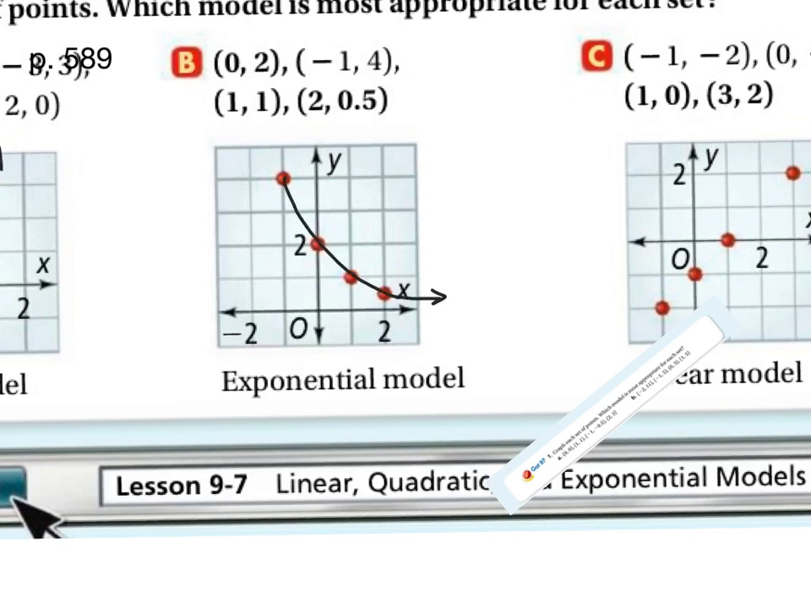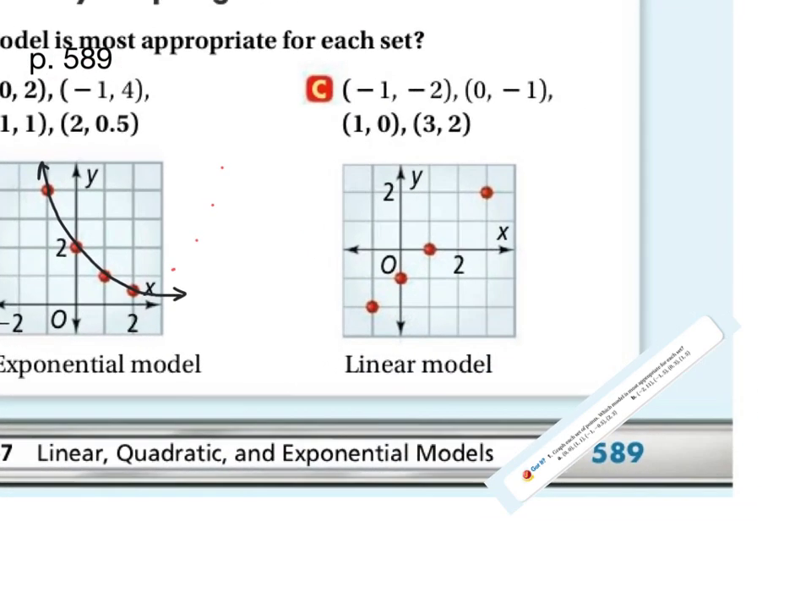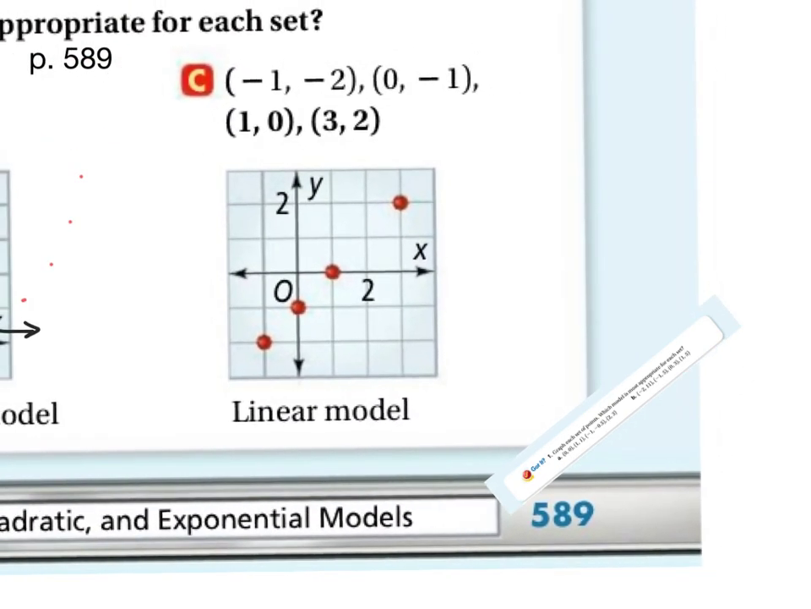it's not a straight line, it's not a U shape either, and we're going to assume they've given us enough points. I mean, technically you could say, well, what if there were more points over here and it made a U shape? Well, we don't know that. We're going to just have to say they gave us enough information to determine that this would be exponential. And C, these do line up with each other. This makes a straight line, so that would be linear.